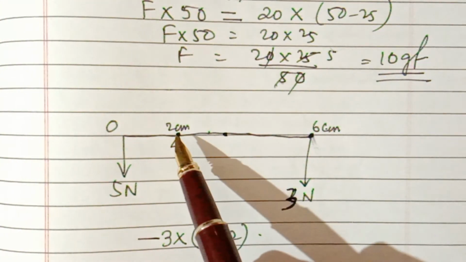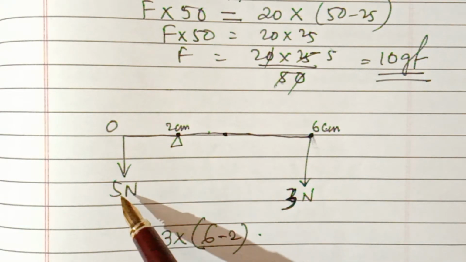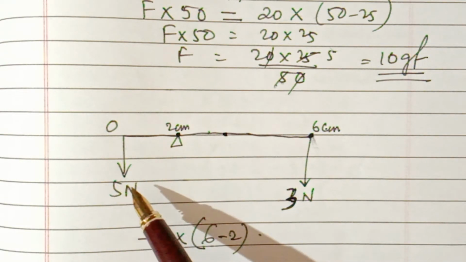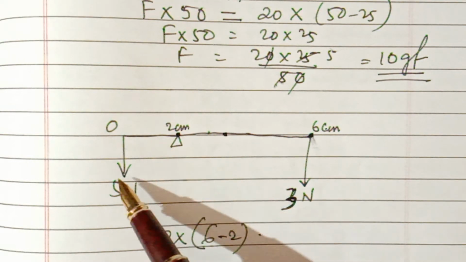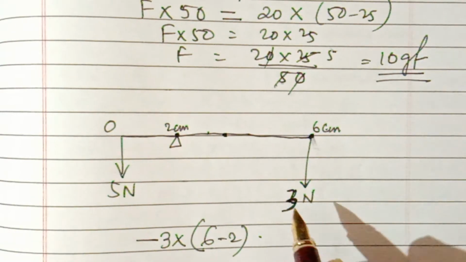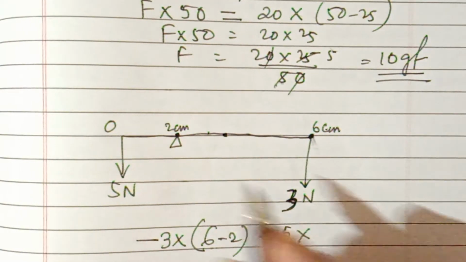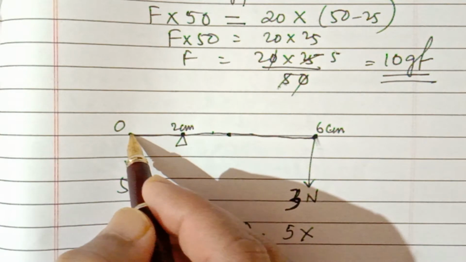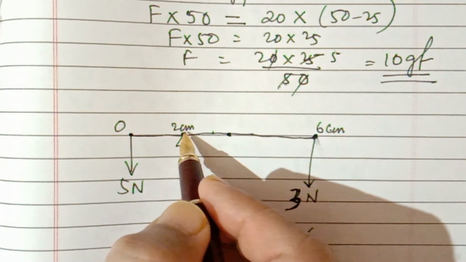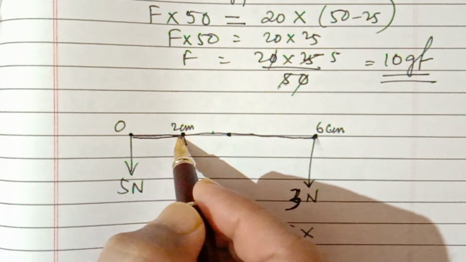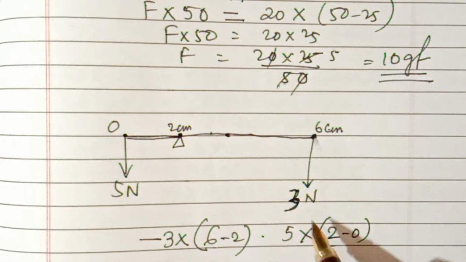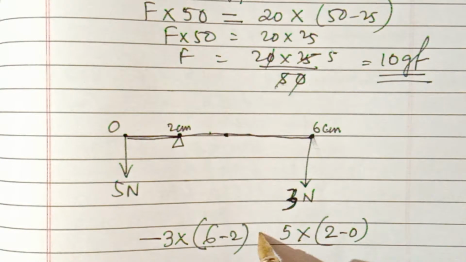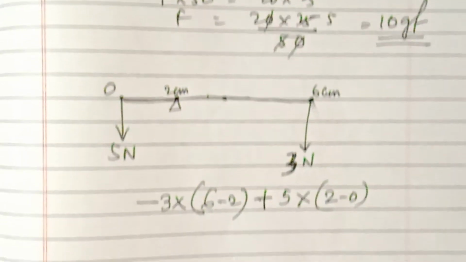Now this force is also producing a moment, the 5 Newton force. What is the moment of force produced by this? Force into distance, so 5 into, it is suspended at 0 and pivoted at 2, that means 0 to 2, so obviously 2, or 2 minus 0 also you can write. Now this produces anti-clockwise, so write plus.